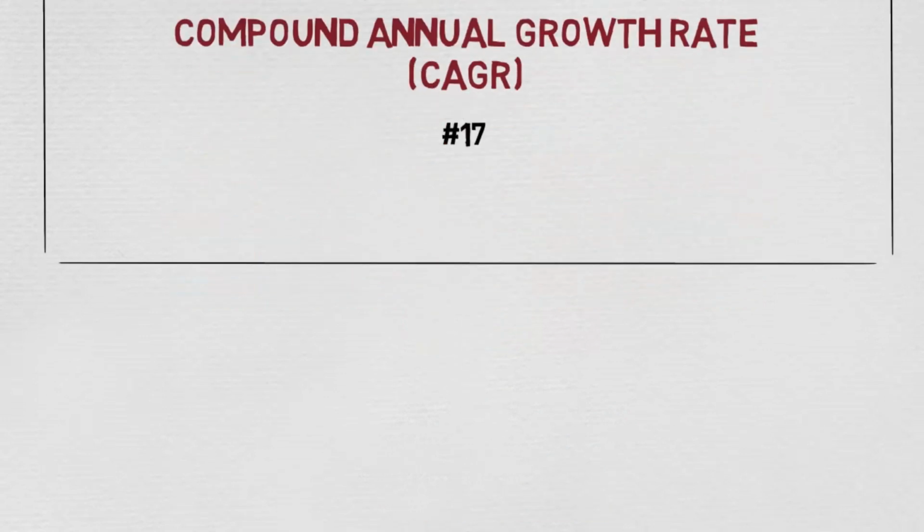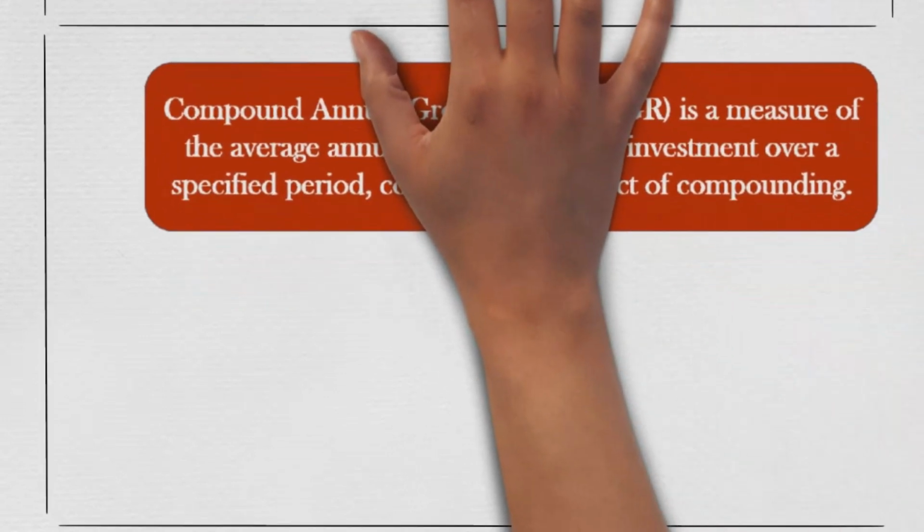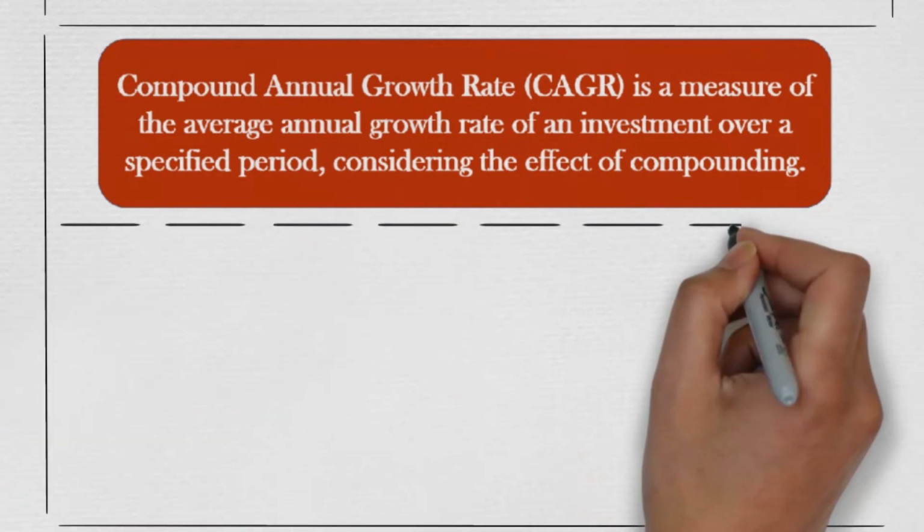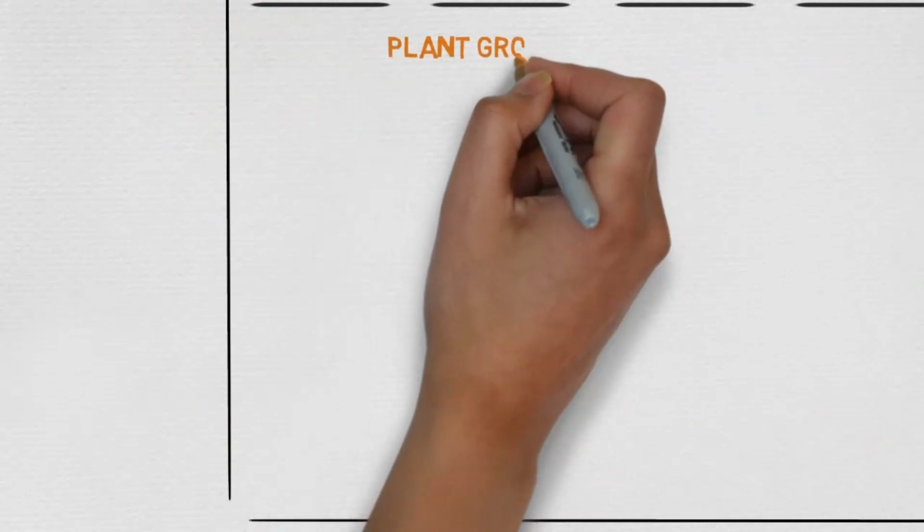Compound annual growth rate is a measure of the average annual growth rate of an investment over a specified period, considering the effect of compounding. Here are a few examples to help understand compound annual growth rate.